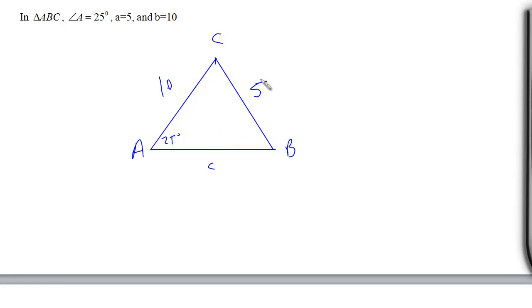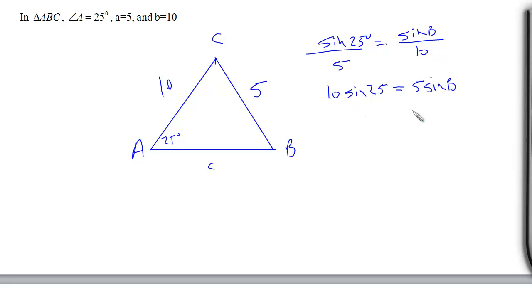Okay, so let's go ahead and set up these ratios. So I have the sine of 25 degrees over 5 is equal to the sine of B over 10. Cross multiply. 10 sine 25 equals 5 sine of B. Divide. And I'm going to start doing a couple different steps, because there's going to be a lot of work on this one. I'm going to divide by 5, and I'm going to also take the arc sine.